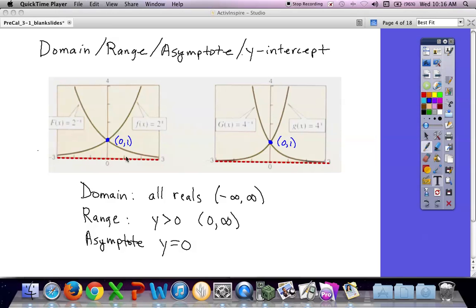So this, the x-axis, y equals 0, is a horizontal asymptote for an exponential. Doesn't matter if it's growth or decay.